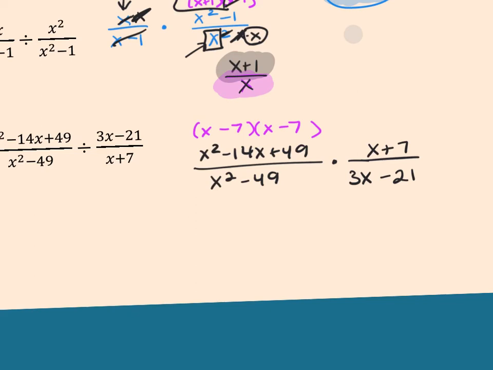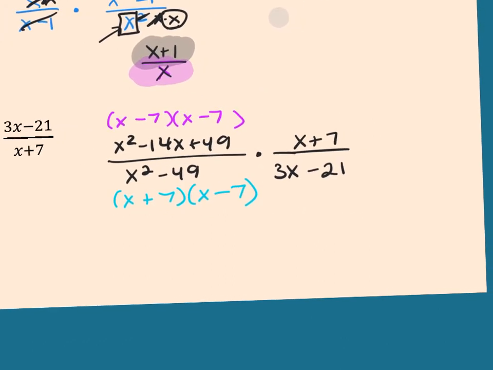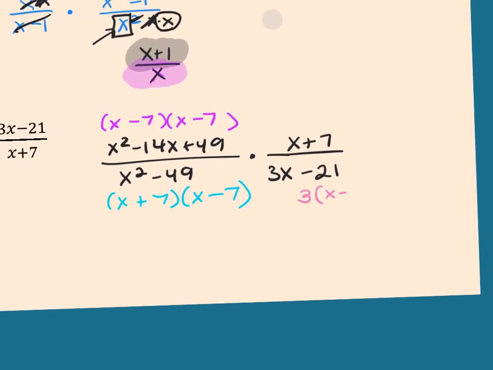Bottom left, x squared minus 49. How do I factor that? X plus 7, X minus 7. Good. Top right, can that factor? Good. You can't do anything. Bottom right, and then 3 times X minus 7. Perfect. All right, now comes the canceling, right?